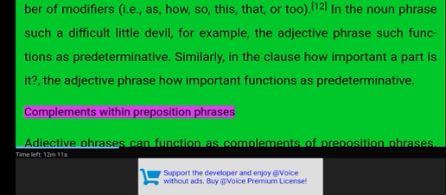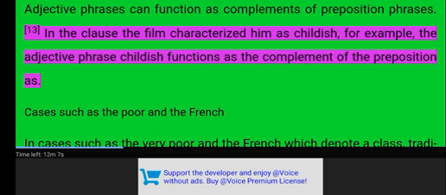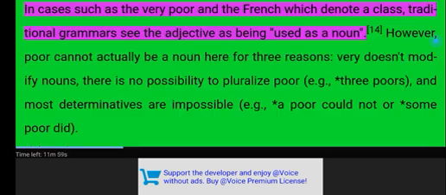Complements within preposition phrases. Adjective phrases can function as complements of preposition phrases. 13. In the clause the film characterized him as childish, for example, the adjective phrase childish functions as the complement of the preposition as.